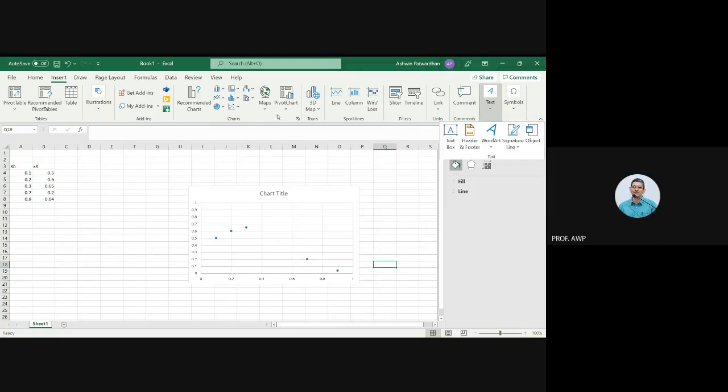Somebody was asking how to plot. Who was asking? Yes, sir. I was asking. Okay. Now, can you not plot? Is this not your ternary diagram?